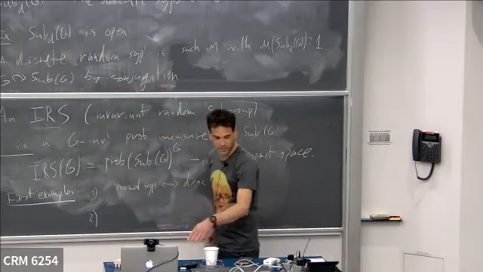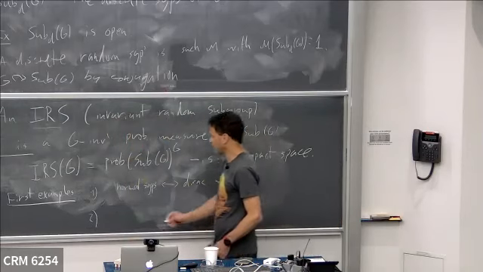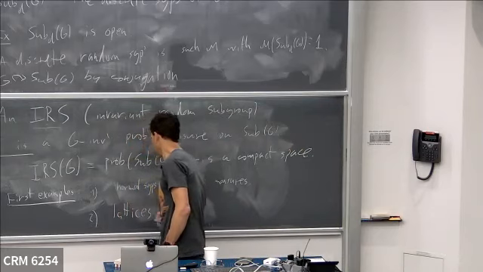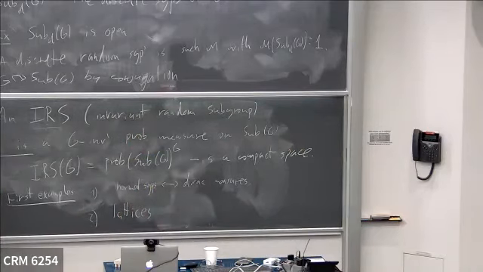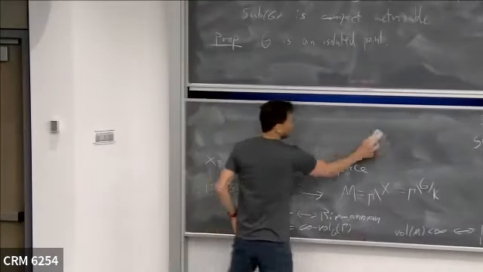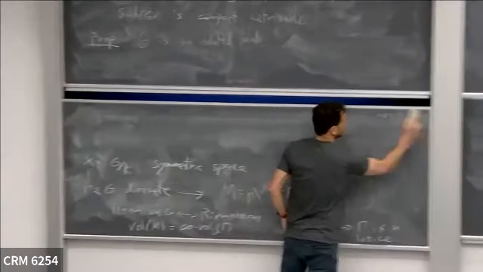And the second basic example is, do you see when I write here or not? It's not hiding. So the second is lattices. Let me explain. If gamma is a lattice, then G mod gamma has finite volume, which we can normalize to be one. You can still consider the probability measure.